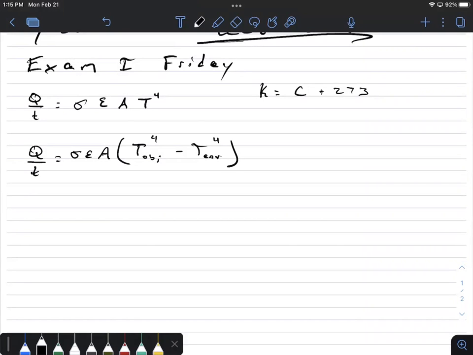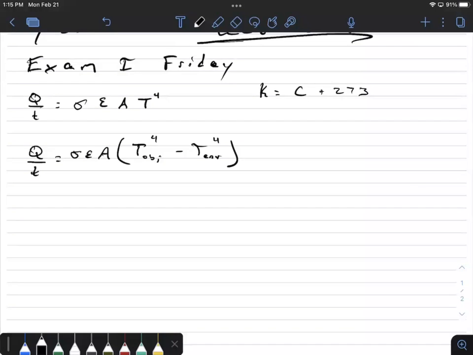Unfortunately, this is not delta T. It is a change in something, but it's not a change in the temperature. It's a change in the temperature raised to the fourth power. And those are not the same things. In fact, I think last time I went through and proved that they're not using numbers.